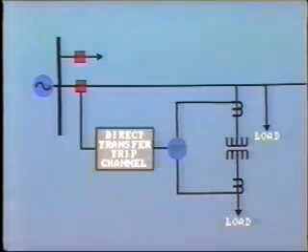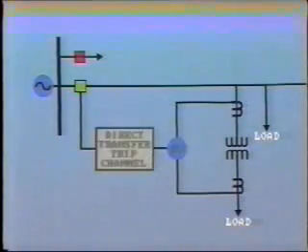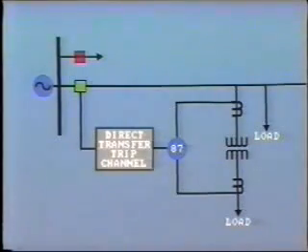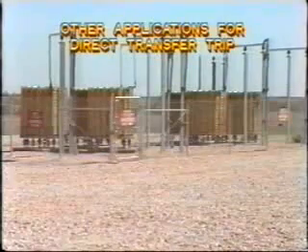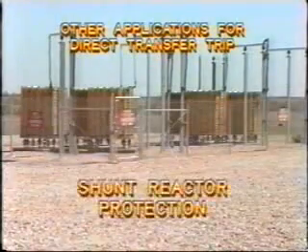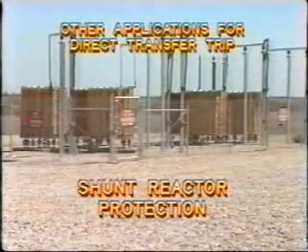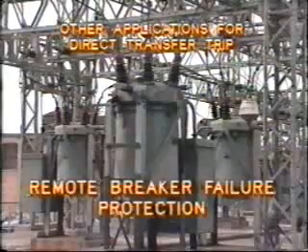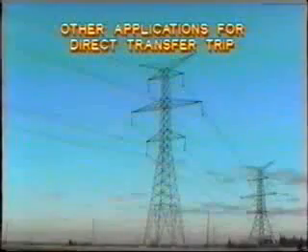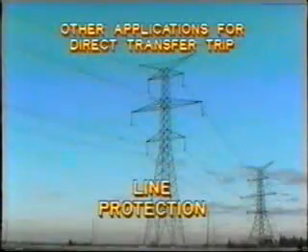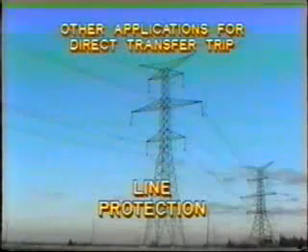In this arrangement, operation of local protection relays, say adjacent to a transformer, will cause tripping of a breaker at some remote location. You will remember that we discussed this in an earlier tape. Other applications for the direct transfer trip are A, shunt reactor protection where there is no local breaker, B, remote breaker failure protection, and C, line protection. We'll look at this in a moment.